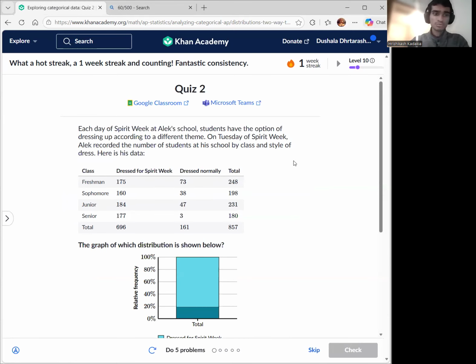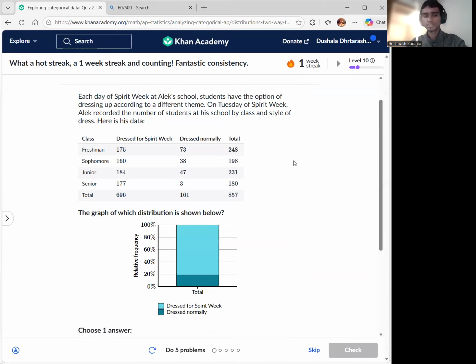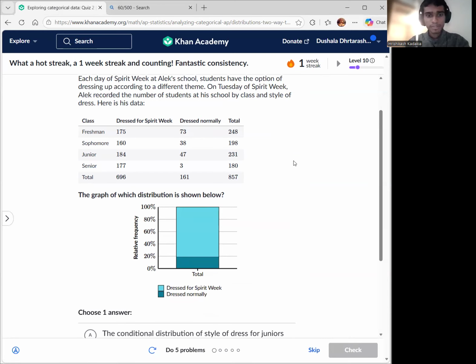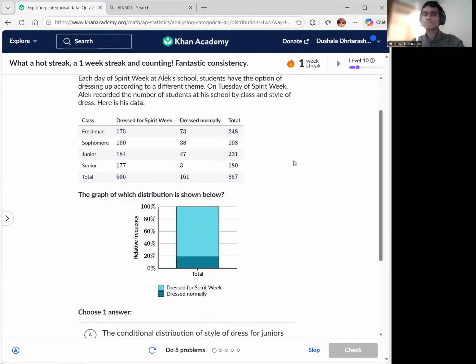Okay, quiz two. Each day of Spirit Week at our school, students have the option to dress up according to a different theme. On Tuesday of Spirit Week, I surveyed the students in my class, a school by class and style of dress. Here is the data. Which graphic distribution is shown below? Now this one is shown for dress for Spirit Week versus dressing normally. So is this the conditional distribution or marginal distribution? This one is actually showing marginal, right? It's just showing two things: whether they're dressed for Spirit or dressed normal. That's it.